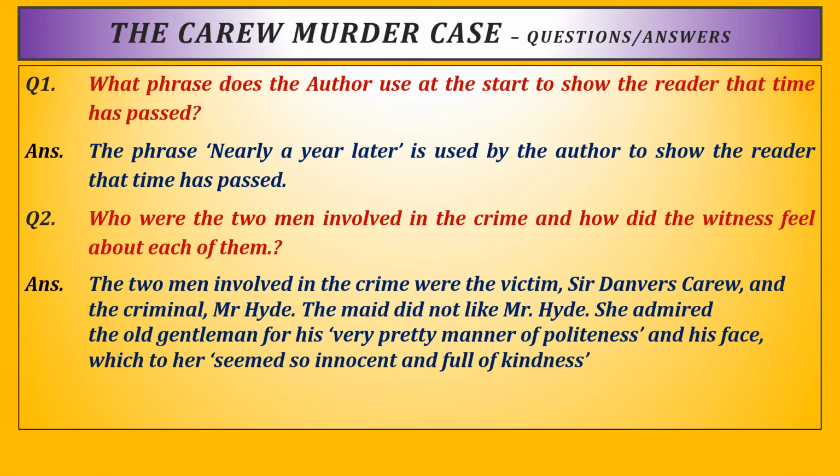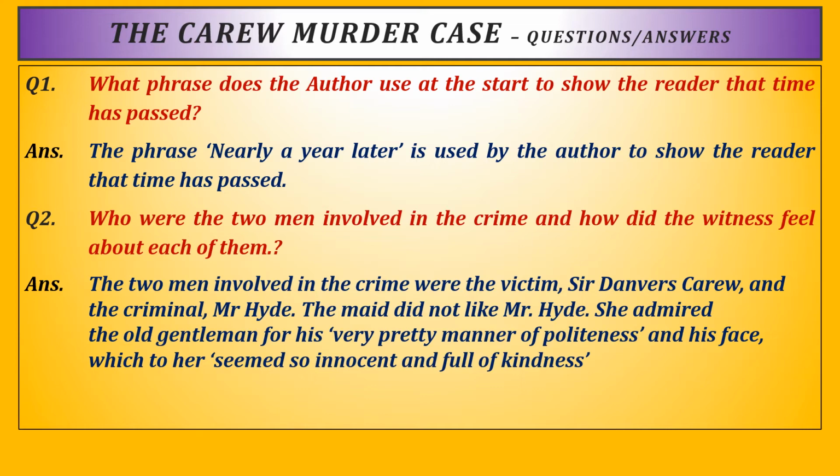Now questions and answers. Question 1. What phrase does the author use at the start to show the reader that time has passed? The phrase nearly a year later is used by the author to show the reader that time has passed. Question 2. Who were the two men involved in the crime and how did the witness feel about each of them? The two men involved in the crime were the victim Sir Danvers Carew and the criminal Mr. Hyde. The maid did not like Mr. Hyde.